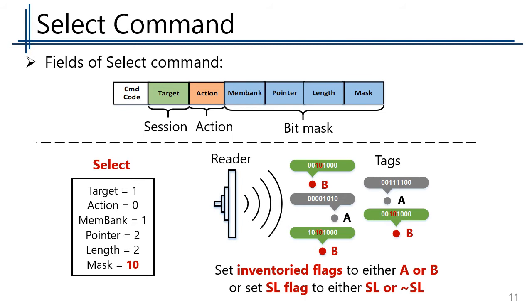The second field is action. It determines how we set the inventory flag. The last 4 fields determine which tags are matching. If the string stored in the tag memory is the same as the bit mask, then the tag is matched. In this example, the red tags are selected due to the bit mask 10. Their flags are set to B, while others are set to A.